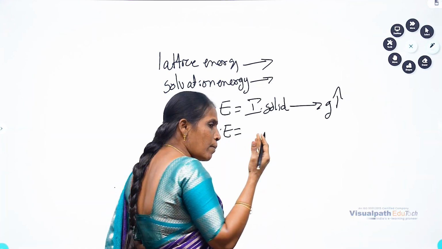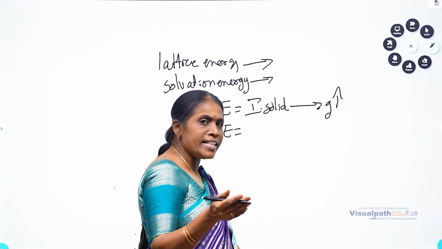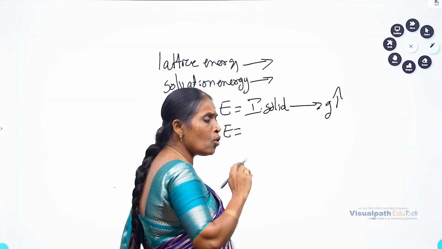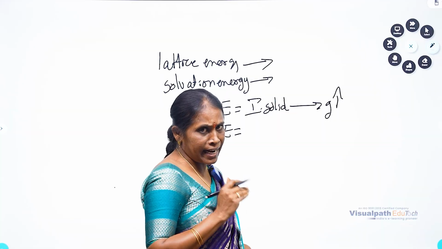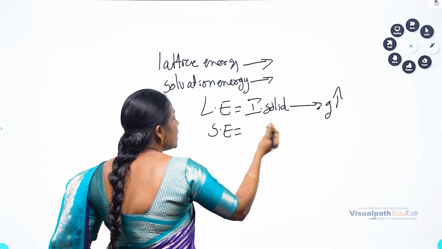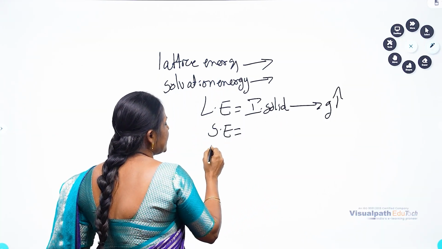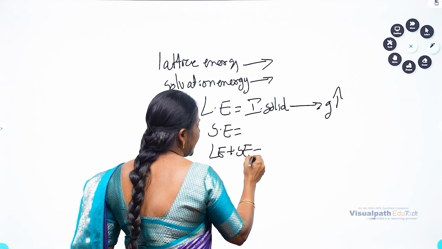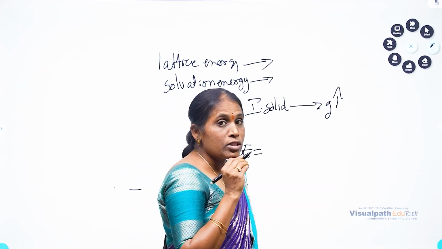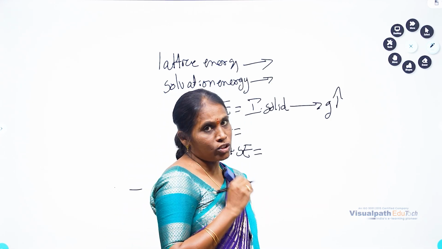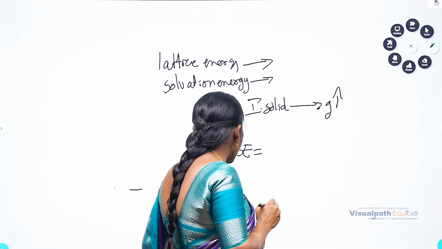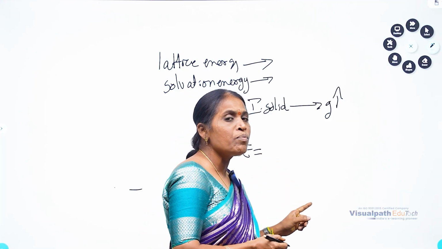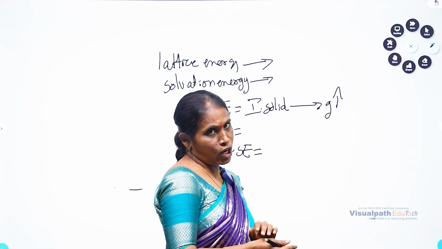So the minimum amount of energy released when ions are surrounded by solvent molecules is known as the solvation energy. The balance between the lattice energy and the solvation energy explains the solubility of ionic solids. Okay, the balance between the lattice energy and solvation energy explains the solubility of ionic compounds.